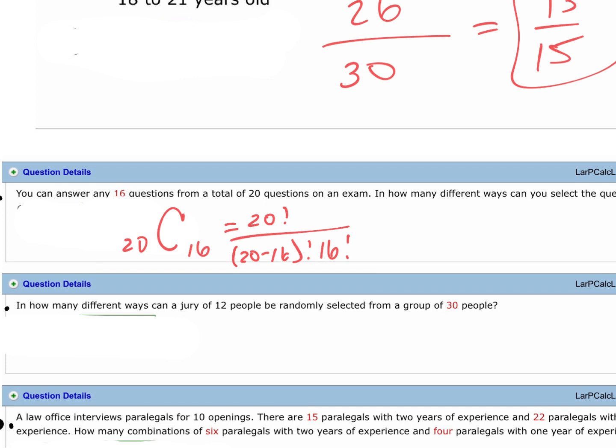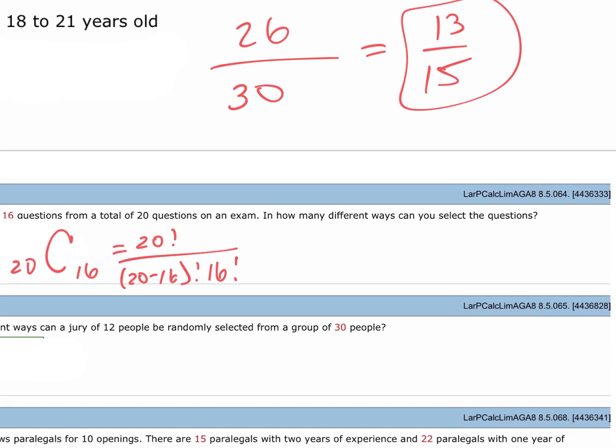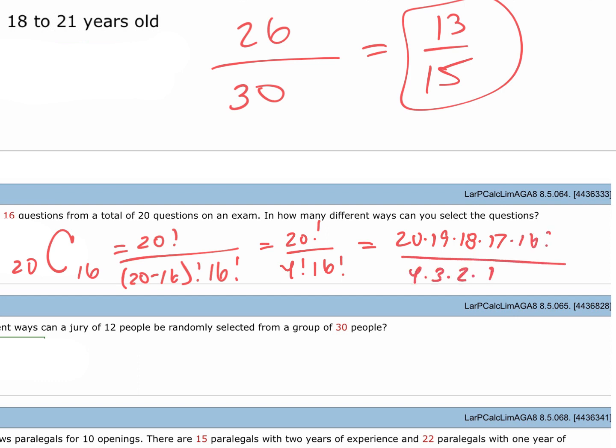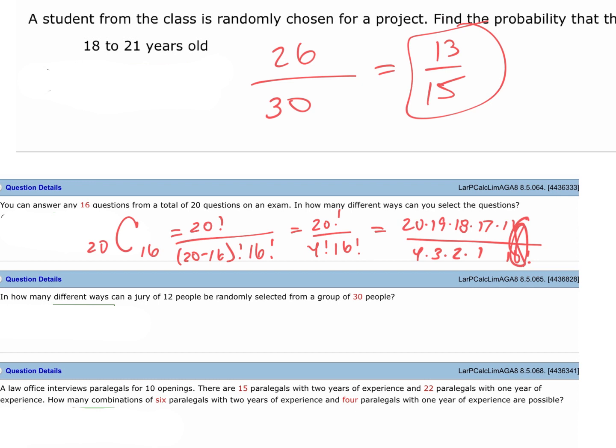Now, somebody tried to do this in A period, and they said, I put that in my calculator and I got an overflow error. Yeah, you absolutely would. Your calculators don't have enough screen space to show you that answer. That's why there is a formula built into your calculator. If you don't use that formula, you're going to have to say, okay, 20 factorial over 4 factorial times 16 factorial, and then 20 times 19 times 18 times 17 times, I'm going to stop at 16. You guys agree? This would cross out, and then you simplify.